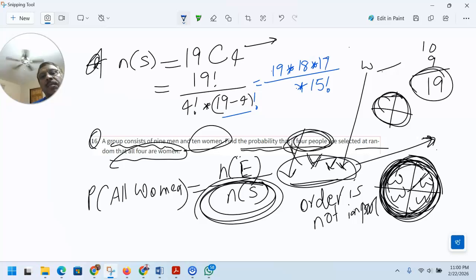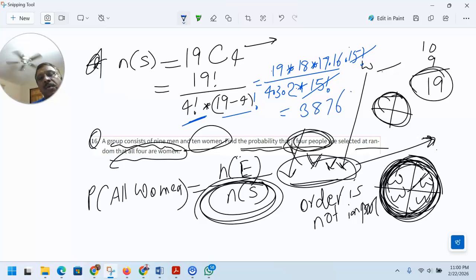15 factorial, see? So that we can cross this out. But there is still this 4 factorial, which means 4 times 3 times 2. Okay. And you put this on the calculator, you get 3876. So this piece will go at the bottom.